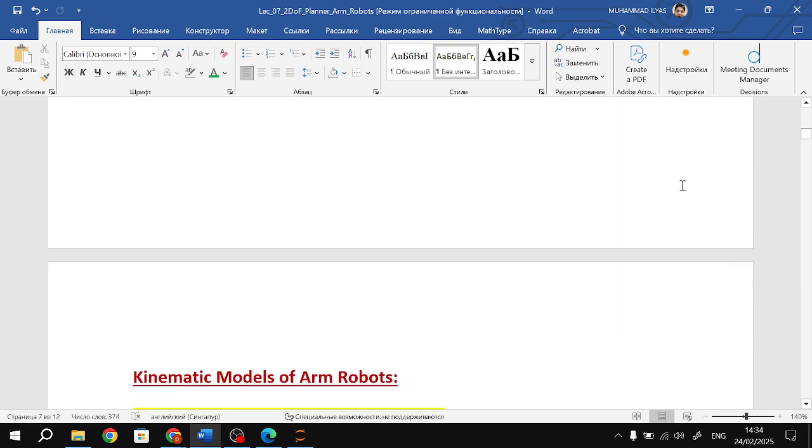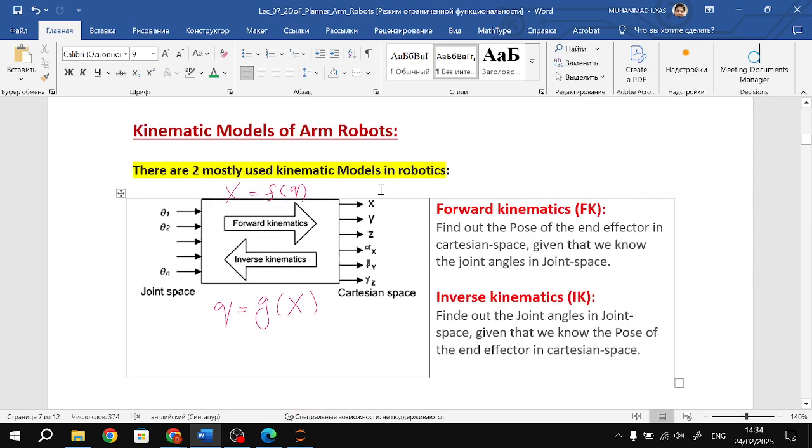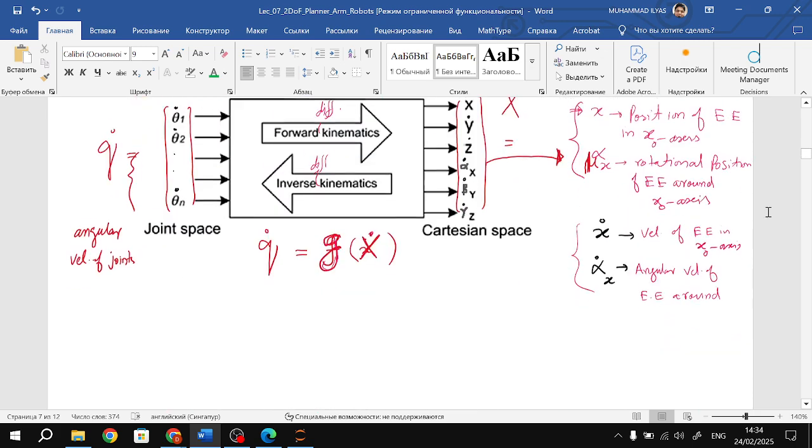What is forward? Forward is this one. You know your joints, you find this function that will give you the position of the end-effector. Now we are considering this one. You know this one and you want to find q. So you find this relationship. What is that? What is the g function?